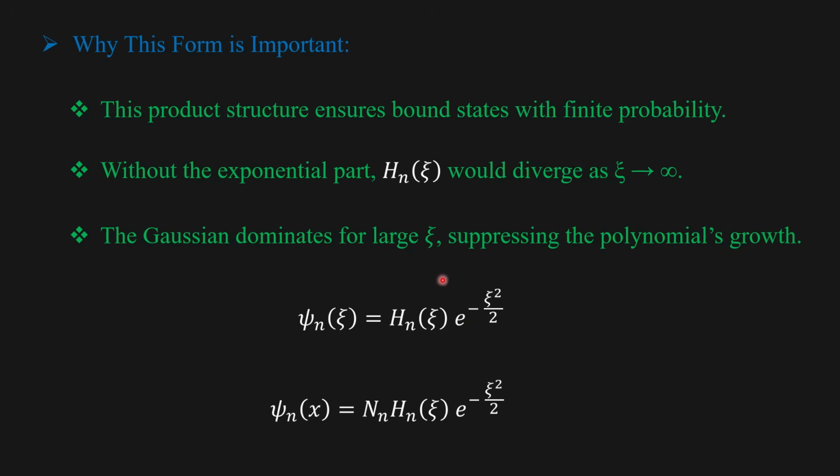So it will take a Gaussian shape. The Gaussian dominates for large z, suppressing the polynomial growth. That is another very important reason. So psi n of z is equal to H n of z e power minus z squared over 2. This is not normalized. If you want to normalize it, then you have to multiply by the normalization constant of the nth state. This also I will explain. I am just going to explain what the normalization constant is with respect to the nth state. So this is the unnormalized wave function, and this is the normalized wave function.